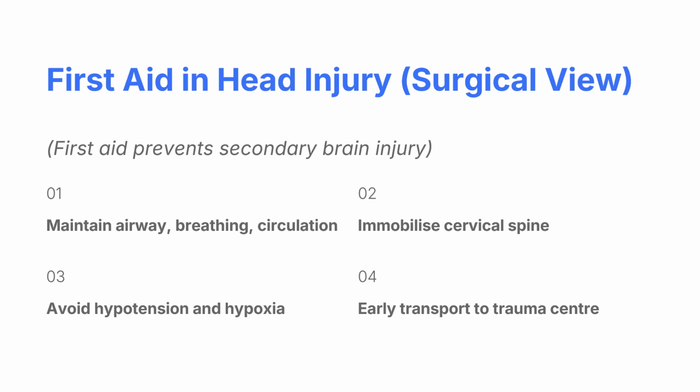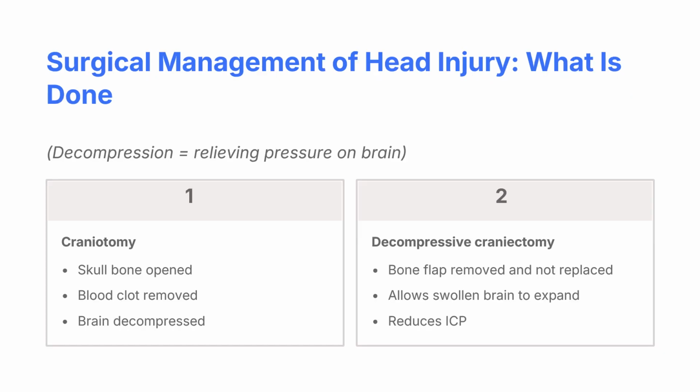So now let's see what the surgeons will do. The surgeons will do a craniotomy, which involves opening the skull and removing clots that form due to blood vessel infarction. It will decompress the brain because the swelling will go away as the cause is removed. Decompressive craniotomy removes the bone flap permanently to allow the swollen brain to expand. Both aim to reduce the intracranial pressure.